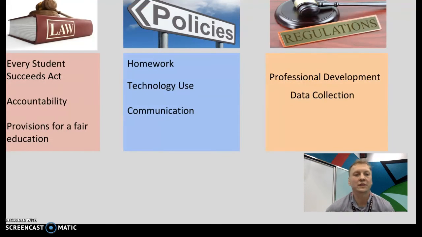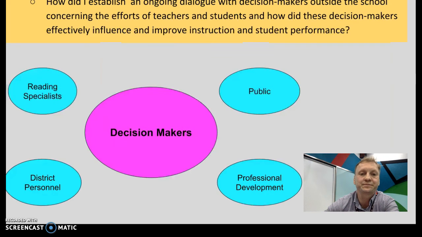When I look at other things, I also think of the law. This may change our law, looking at the Every Student Succeeds Act, our accountability, provisions for fair education. Every student has that. I looked at our policies, our homework, our technology use, and our communication policies. I also looked at regulations. I looked at our professional development, and I also looked at our data collection methods.